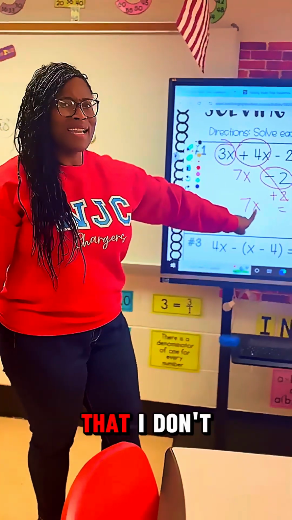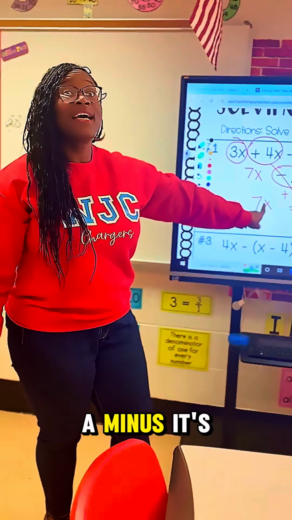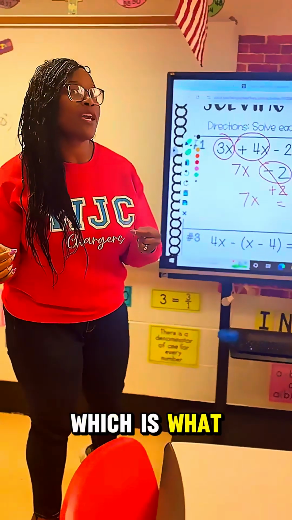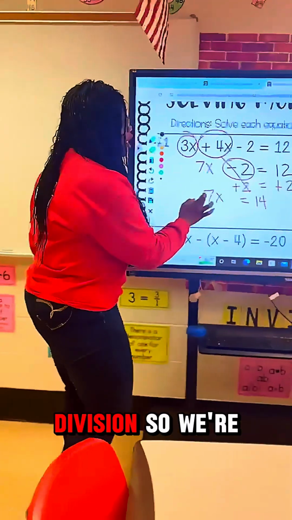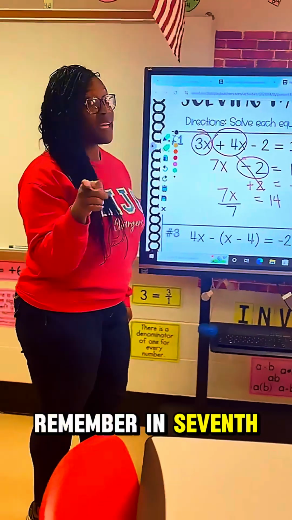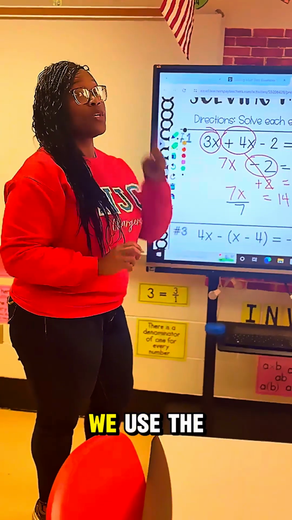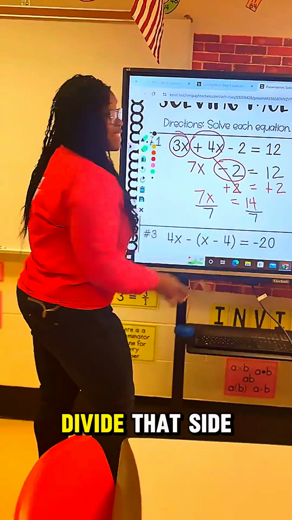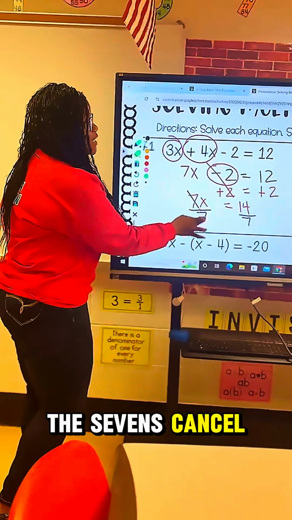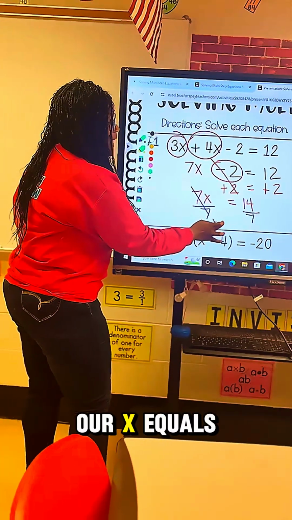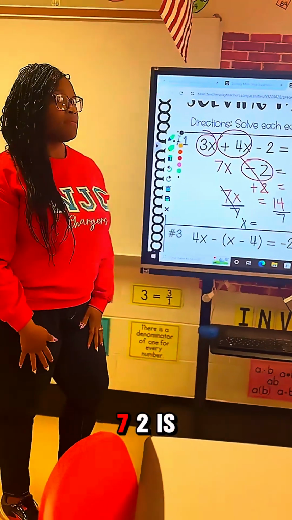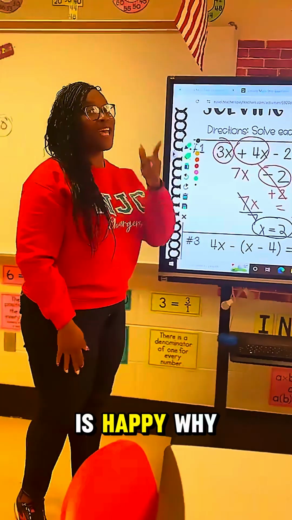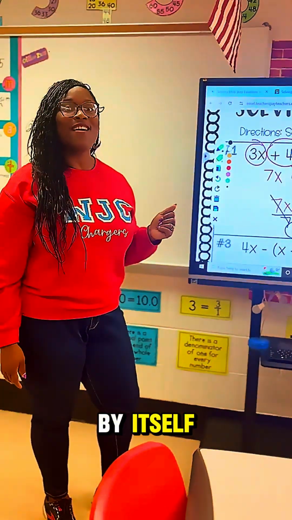Well, what operation is that? I don't see a plus. I don't see a minus. It's multiplication. So we have to do the inverse of multiplication, which is what, y'all? You're right, it's division. So we're going to divide this side by 7. Remember, in 7th grade, we don't use that funny division sign. We use the fraction for division. What you do to one side, you do to the other. Divide that side by 7. The 7's cancel out. We bring down our x equals, what's 14 divided by 7? 2. Is x happy? X is happy. Why? Because x is by itself.